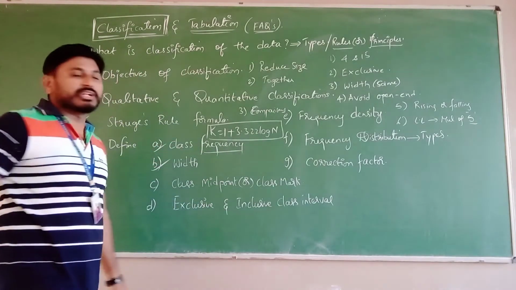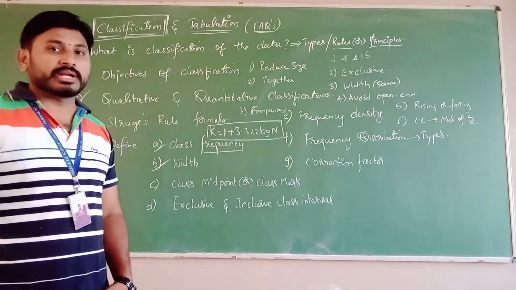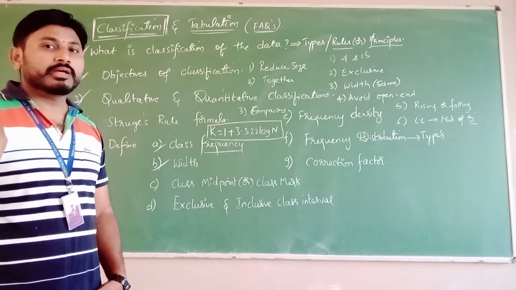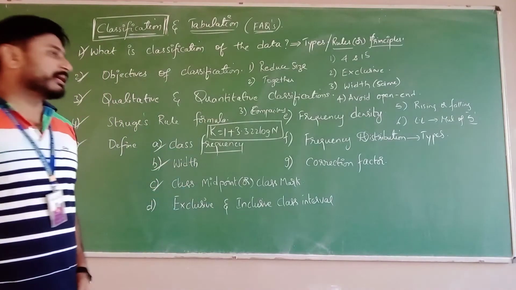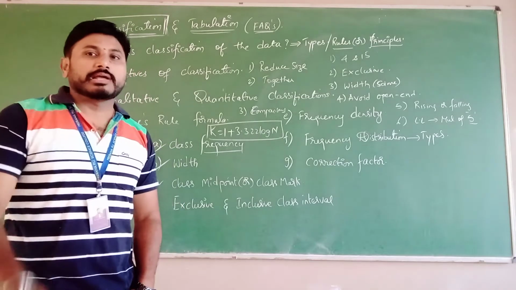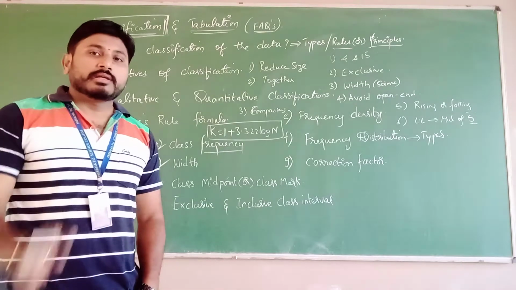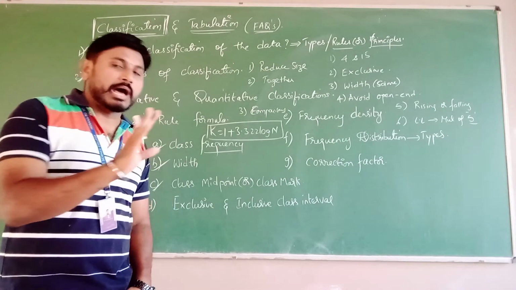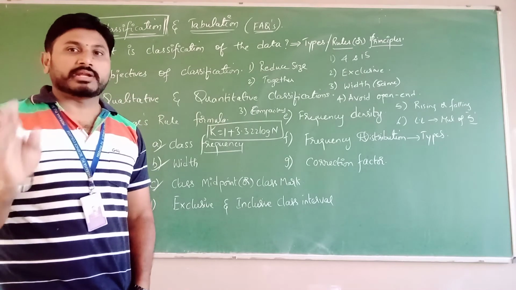Next, what is the width of the class? Width of the class is nothing but the difference between the upper limit and the lower limit. Next, what is class midpoint or class mark? Both are one and the same, midpoint or the class mark, right? So midpoint is nothing but the arithmetic mean of lower limit as well as upper limit. That is upper limit plus lower limit divided by 2.